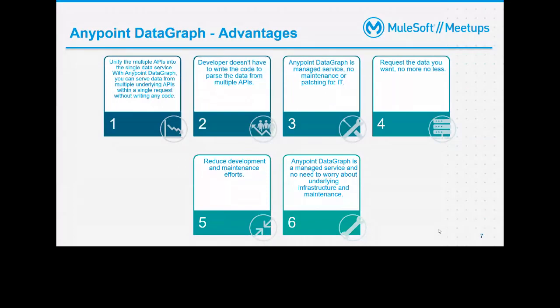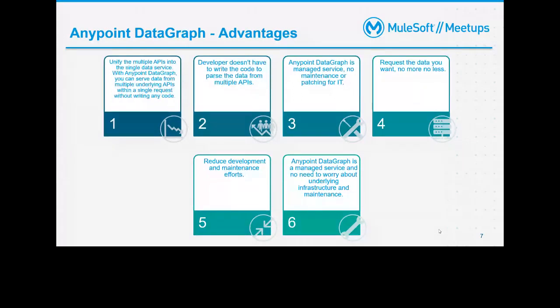You can add all your APIs into a unified schema without writing a single line of code. It's a complete configuration. You can configure it and add your APIs into the unified schema. Once you add those APIs into the unified schema, you can access them using a single Anypoint Data Graph endpoint.